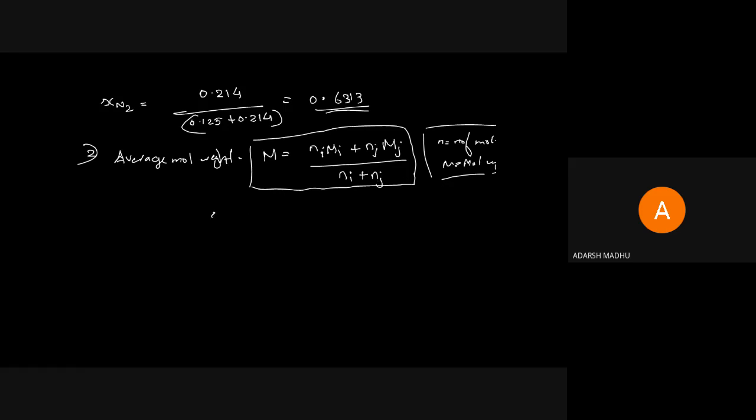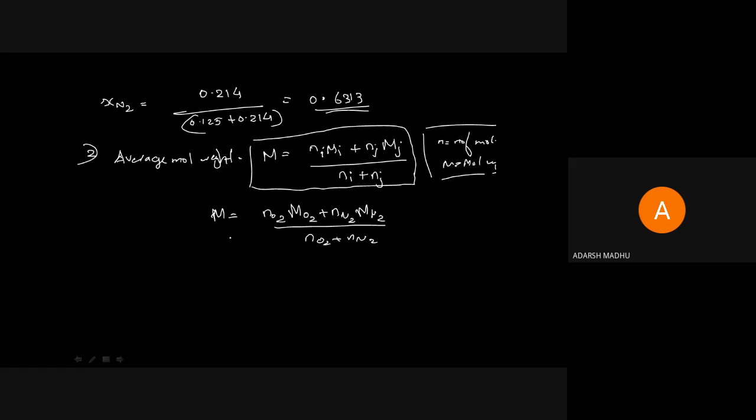So here it is oxygen and nitrogen. We can write NO2 MO2 plus NN2 MN2, all divided by NO2 plus NN2. Molecular weight of oxygen is 32. Molecular weight of nitrogen is 28. Number of moles of oxygen is 0.125. Number of moles of nitrogen is 0.214. All the values are given, so we can directly find the average molecular weight. This is the formula we can use to find the average molecular weight of a mixture. It's a very important equation. Keep it in a box.